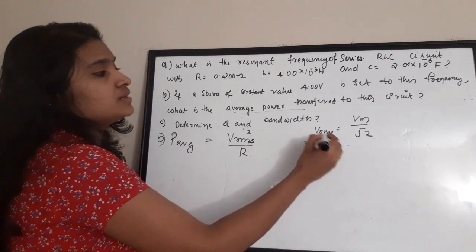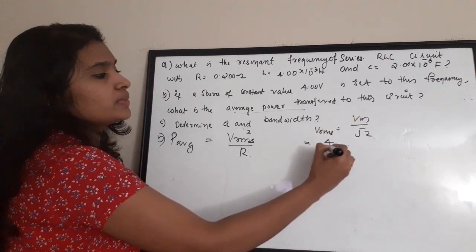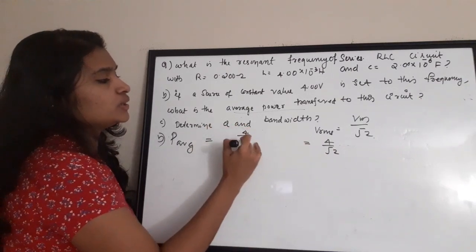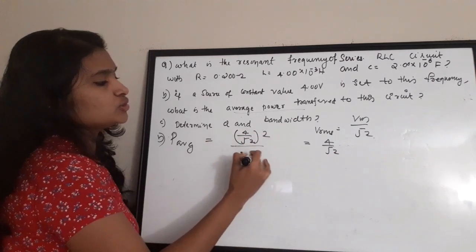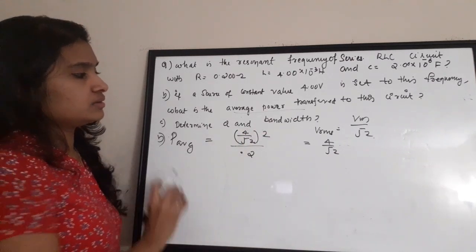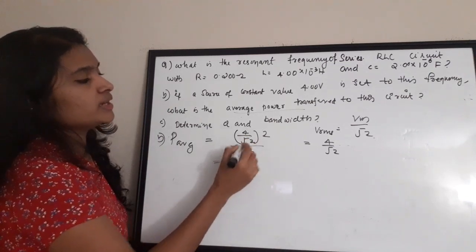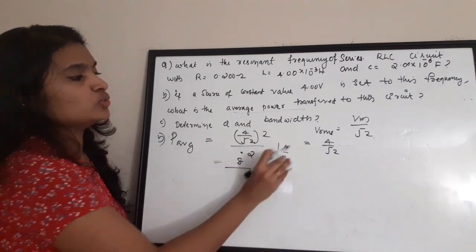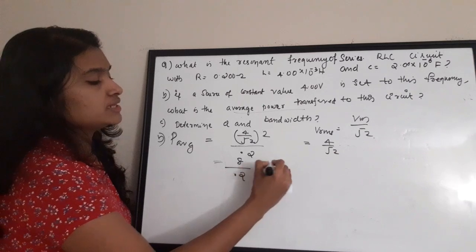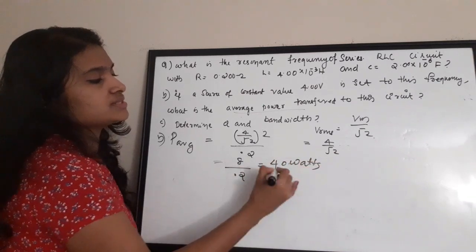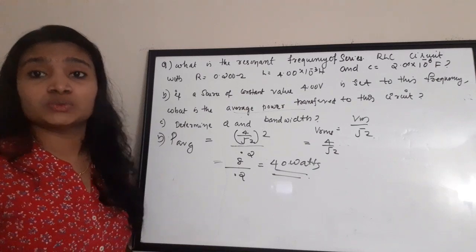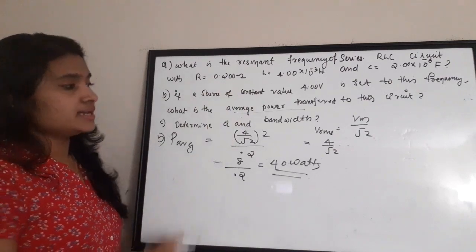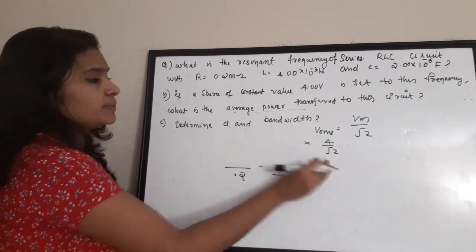Okay, so what will be the answer? Vrms is equal to Vm by root 2. It is 4 by root 2. So here it is 4 by root 2 square by 0.2 will be your answer. That is, 4 by root 2 square is 16 by 2, you will be getting in the numerator. So it is 8. 8 by 0.2, that is 40 watts. 40 watts is the average power transfer to the circuit. So that is our answer for your part B. Next, move on to the third part or part C.